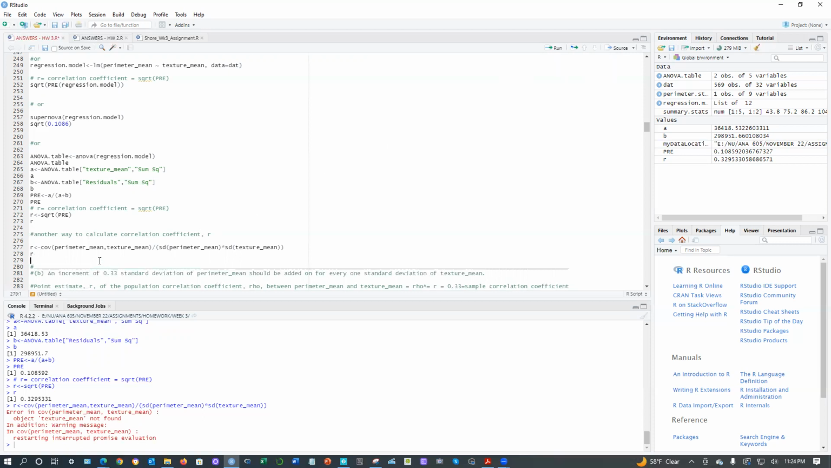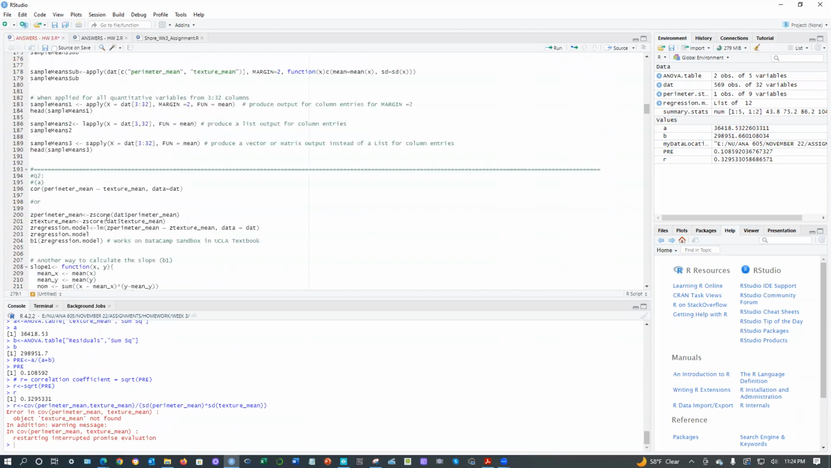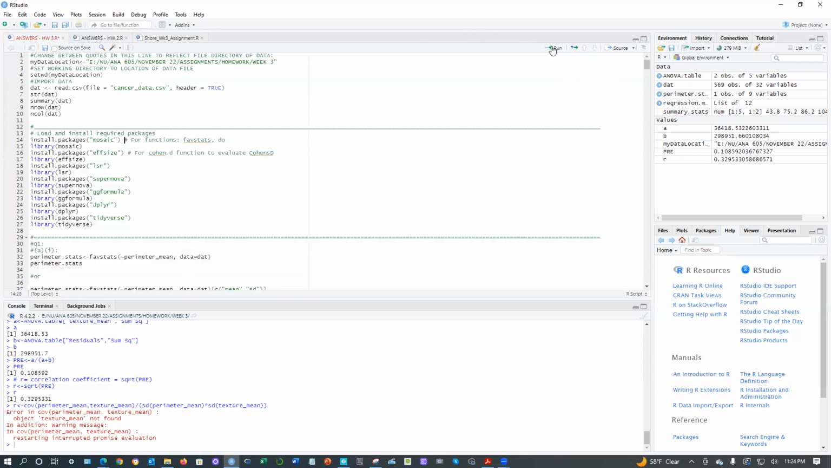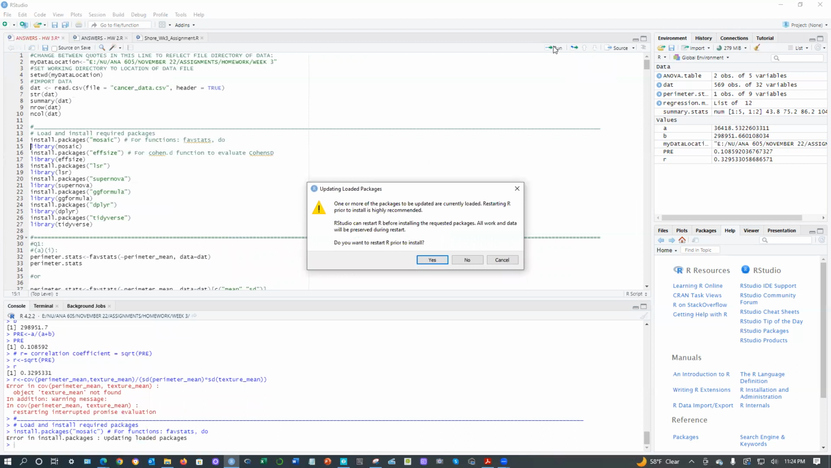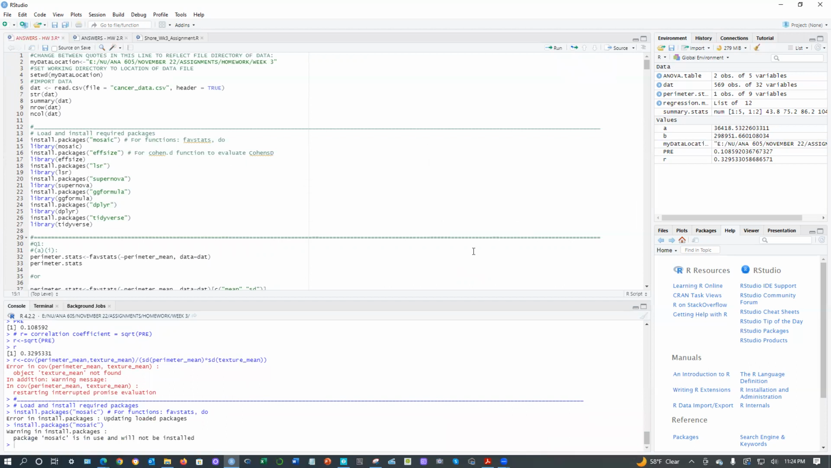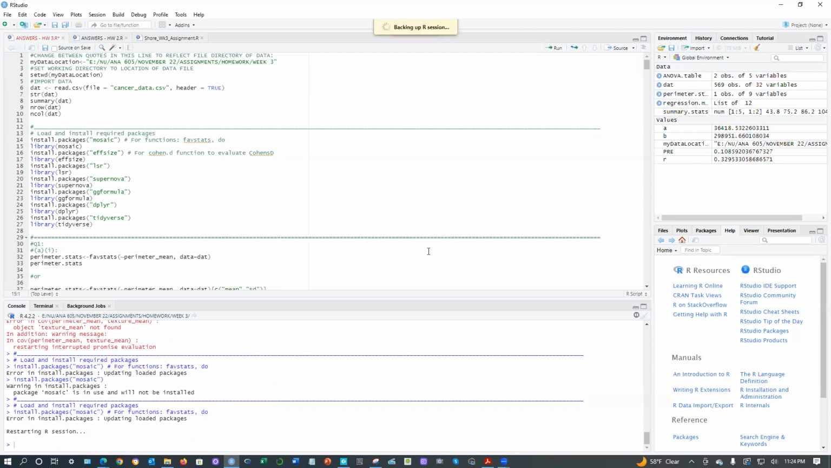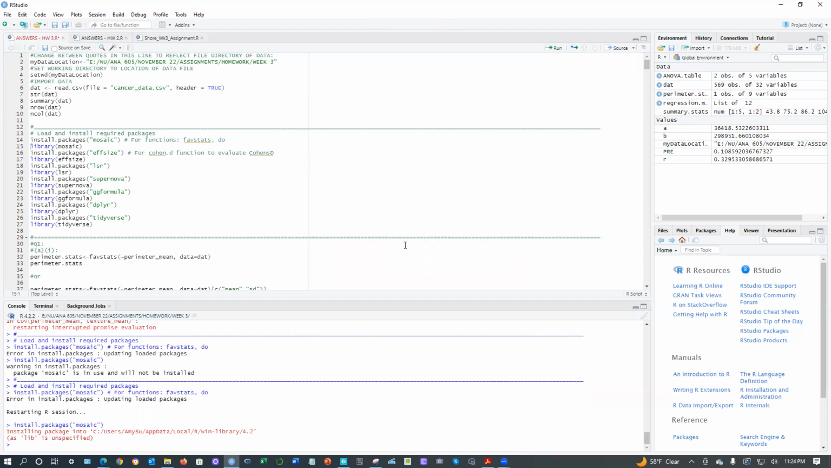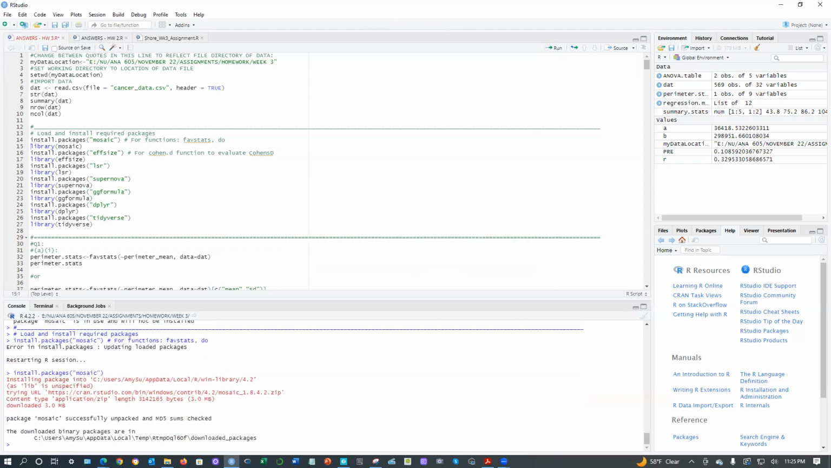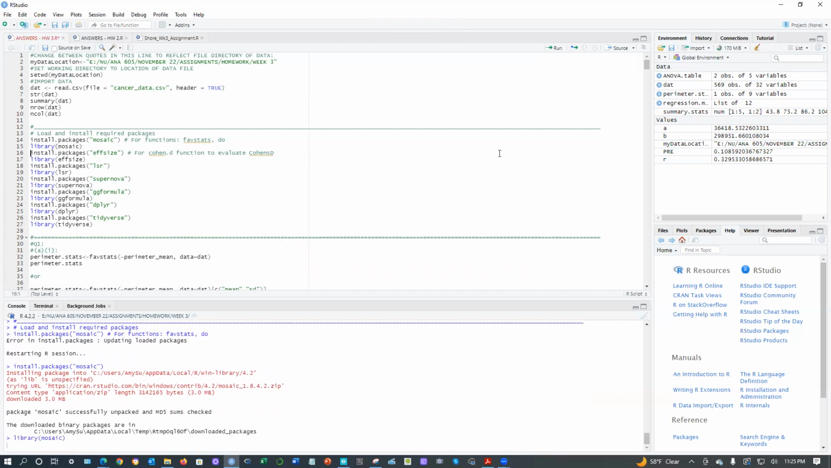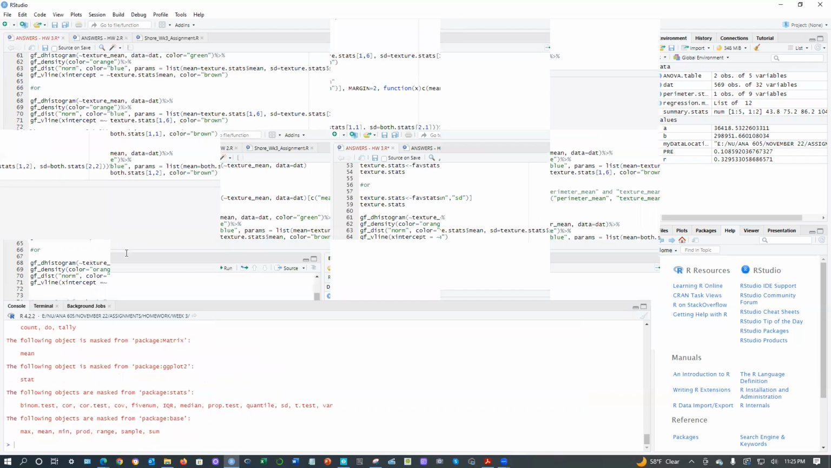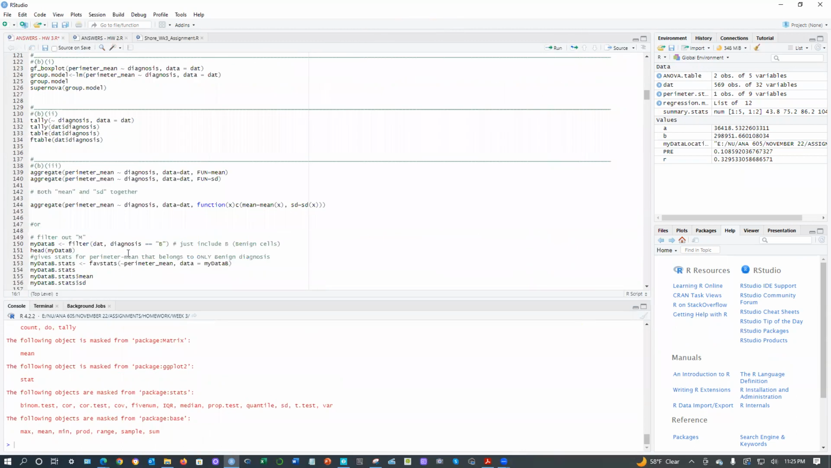Texture mean not found. Okay. I'm going to go back to install what is necessary. Save. Mosaic will not be installed. Well, this is so bad.